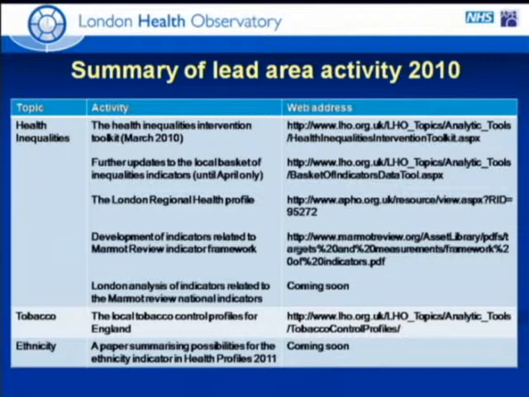The first thing we did this year in our lead area is update the Health Inequalities Intervention Toolkit, which I'm going to talk about in a little while. We've also done further updates to the local basket of inequalities indicators, which is a basket of indicators that can be used to monitor inequalities in England. That was designed about 10 years ago, or maybe 7 years ago, and it's been ongoing ever since. We've been updating those indicators. We've done the London Regional Health Profile, which I'm going to mention in a minute. And we've also been working with the Marmot Review.